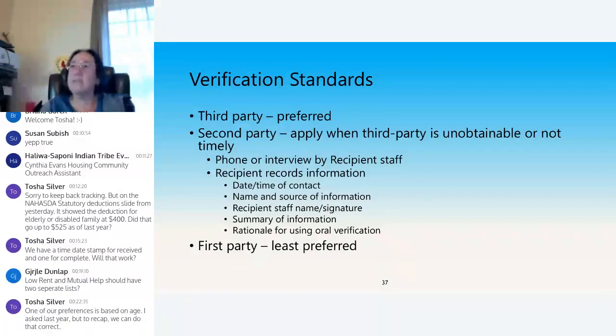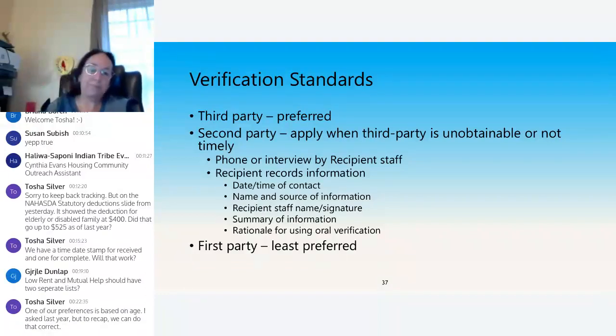Sometimes you can send things to employers and you hit a wall. Nothing comes back. If you have to go through the phone to do that, you make sure you document who you talked to, when you talked to them, what you talked about, and what information you gathered was. You ask them to send it to you in writing, but if you don't get it, at least that should hold up.